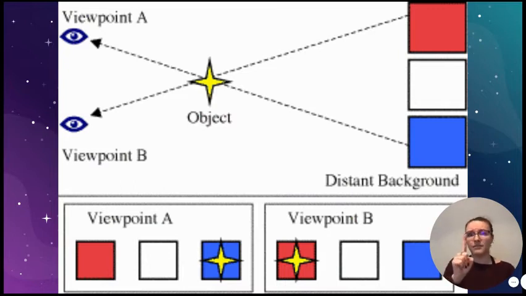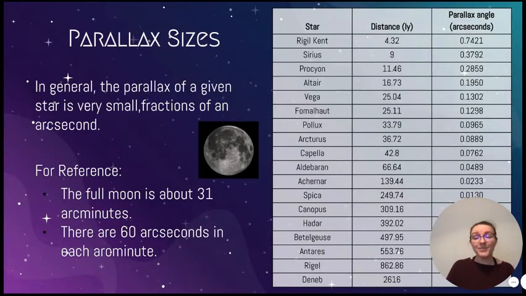Going back to experimenting with parallax and your finger, I want you to try it again, but hold your finger really close to your face and compare how much your finger jumps when you hold it really close to your face versus when you hold it really far away from your face. What do you notice when you try that? Hopefully, you noticed that when something was closer, you can see a bigger jump. In general, parallax sizes are going to be really, really small, a fraction of an arc second.